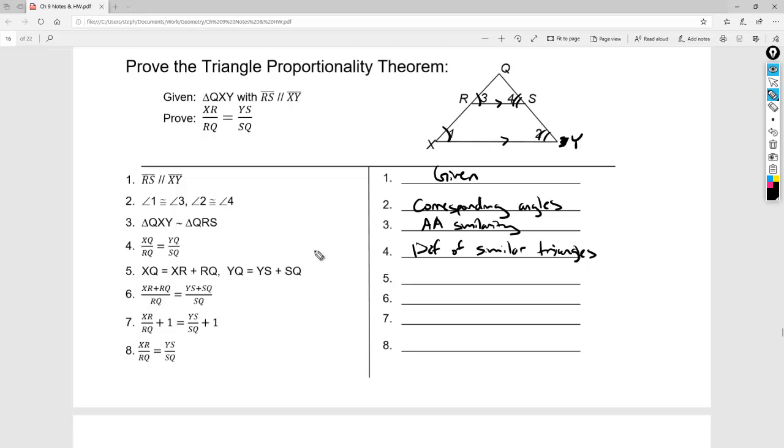So then I go to step 5, stating XQ is equal to XR plus RQ. So we're just forming our segments here. So this is just segment addition.